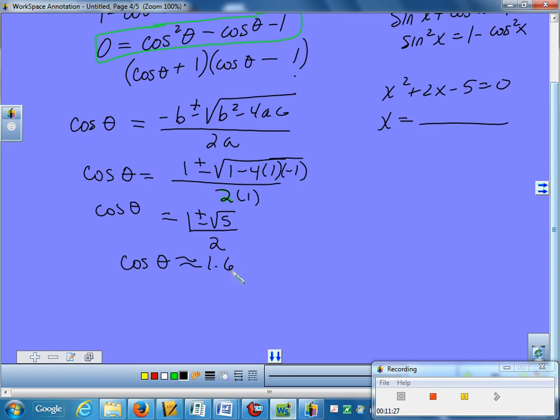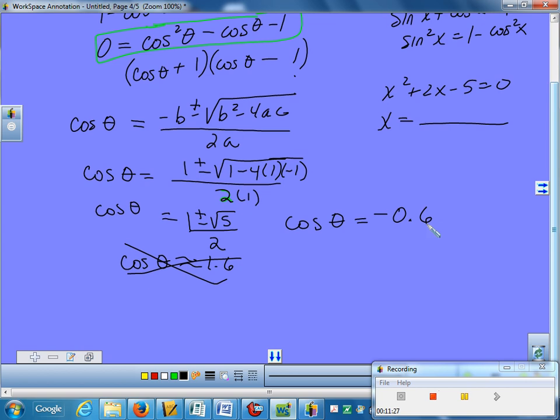Yeah, that's too big for a sine or a cosine, so that one's not possible. Okay, thank you. Shannon just ran the negative version, and she got approximately negative 0.6. Is that possible? Yes, that's possible.